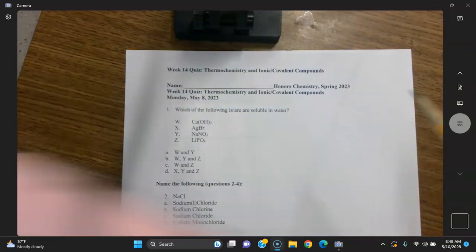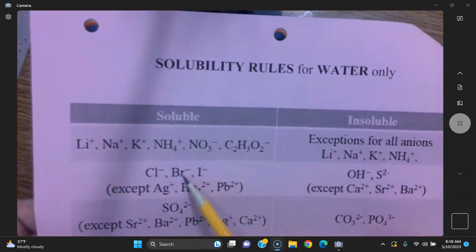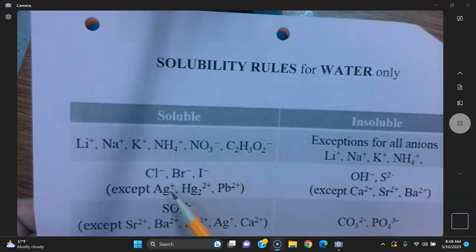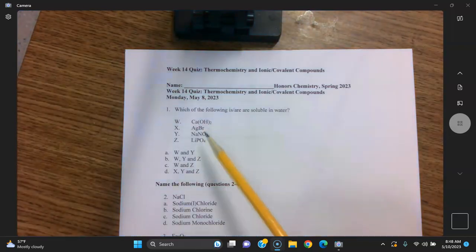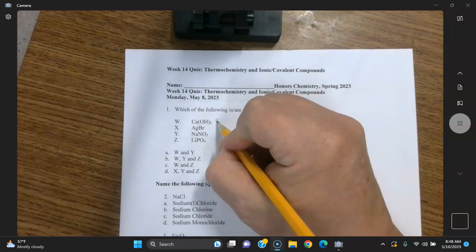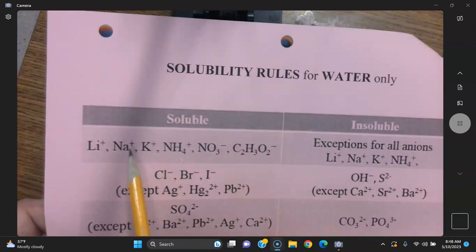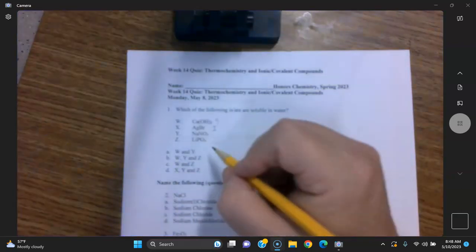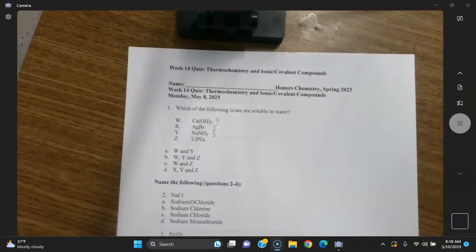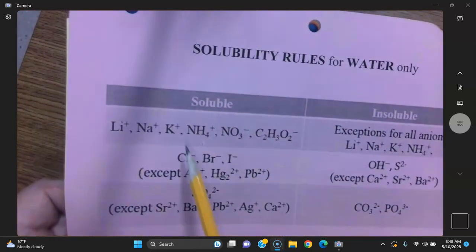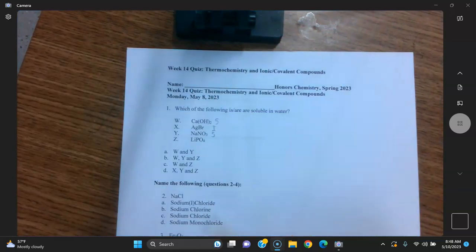Next is AgBr. So bromine is soluble with everything except 3 elements, and silver is one of those 3. That means it's insoluble. So this one is insoluble. So you just mark them down like that. NaNO3, sodium, is soluble with anything, so that's soluble. So is nitrate, by the way. Okay, and lithium is soluble with everything, no matter what, so that's soluble as well.